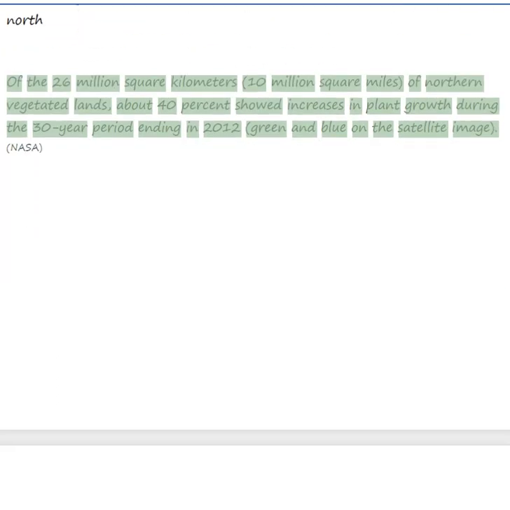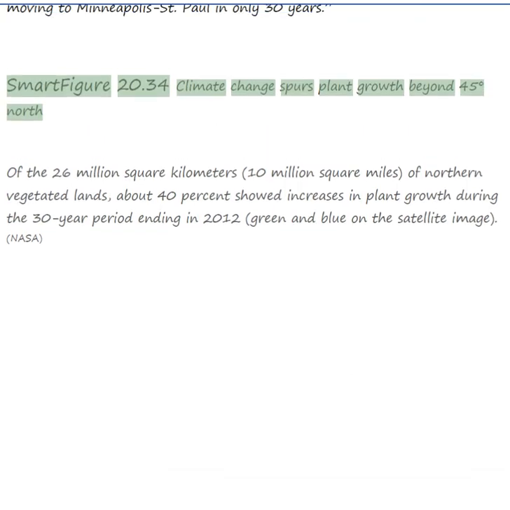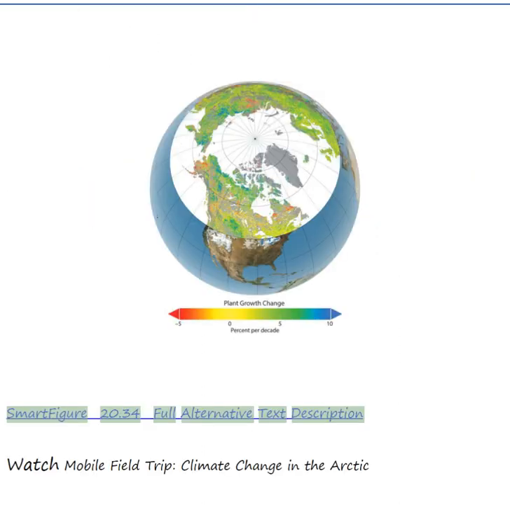Of the 26 million square kilometers of northern vegetated lands, about 40% showed increases in plant growth during the 30-year period ending in 2012. Figure 20.34, climate change spurs plant growth beyond 45 degrees north.